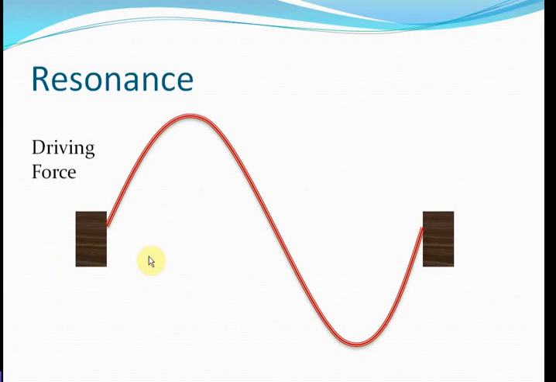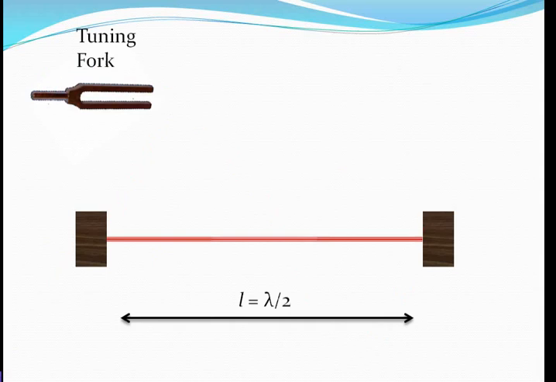Now let us see what will happen if we actually provide such a driving force. Let us assume that there is a tuning fork here. This tuning fork is sounded very near this node, and when that is done, waves are generated in the string. Let this tuning fork be the driving force, and for our better understanding, let the length of the string be such that L equal to n lambda by 2. That is, the length of the string is a multiple of lambda by 2. Lambda here is the wavelength of the waves created by this tuning fork.